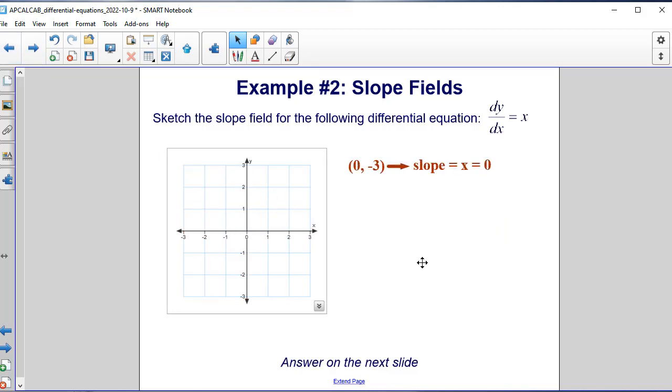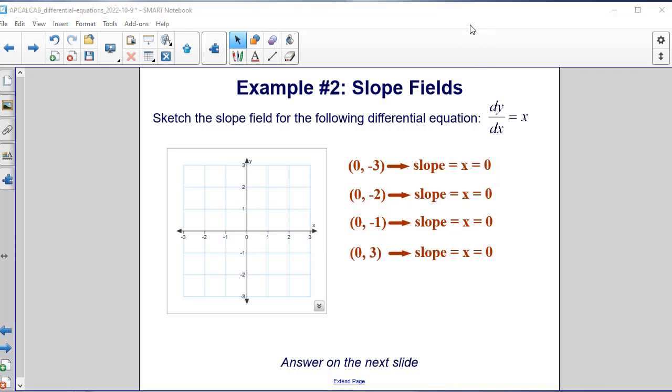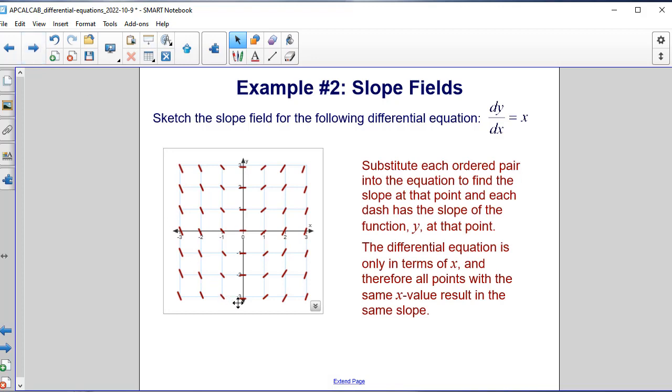If I choose the point (0, -3), I only replace 0 into our differential equation and obtain a slope of 0. If I use the point (0, -2), I also obtain a slope of 0. Using the point (0, -1) and substituting 0 in for x also gives me a slope of 0. And using the point (0, 3) also gives me a slope of 0. So when I look at my graph and I go along the line x equals 0, you'll notice all these dashed lines have a slope of 0.